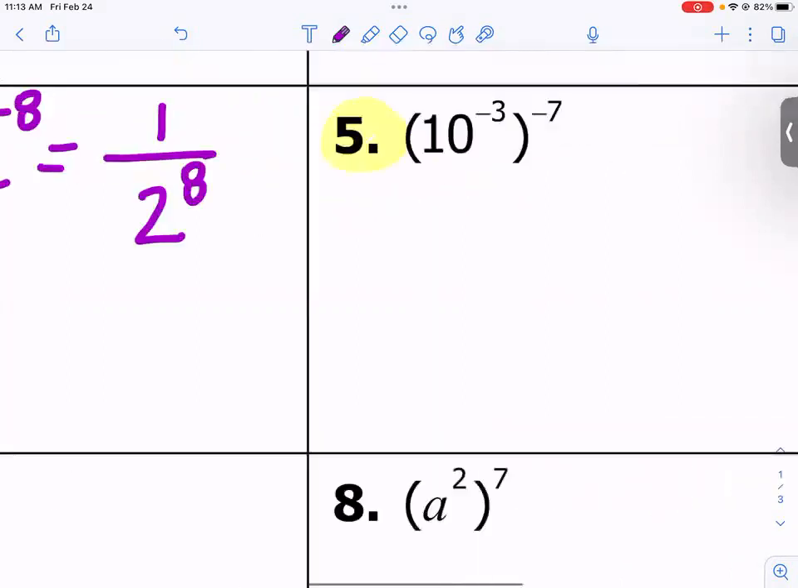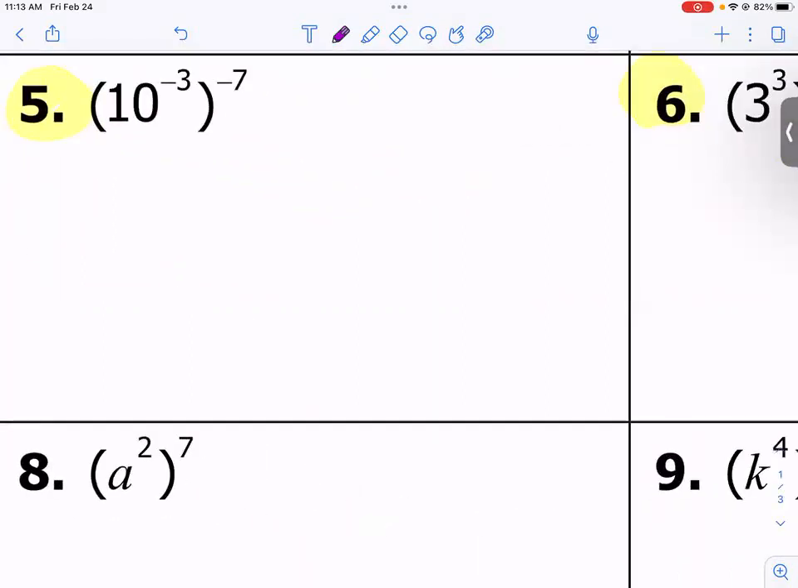Okay. How about this one? Bella, what'd you get? 10 to the 21st power. We multiply those exponents and hey, we have a positive exponent. That's great, isn't it? Also not going to make you put that one in your calculator.